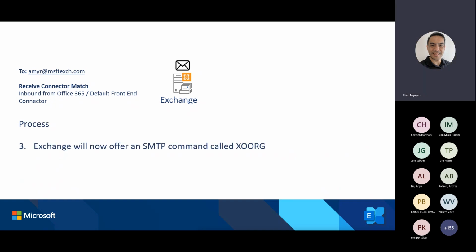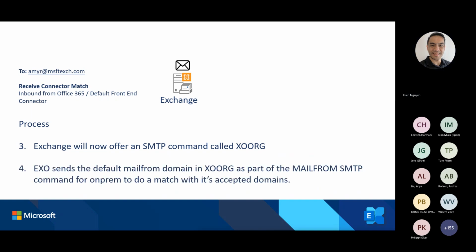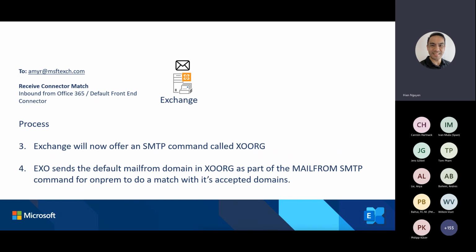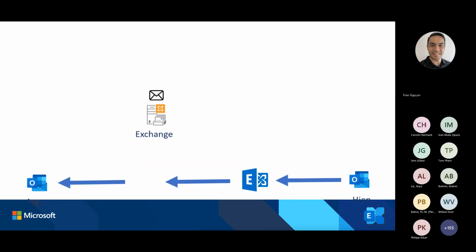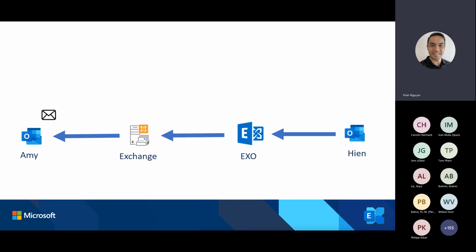Exchange will now offer an SMTP command called XORIGINATINGORG. XO sends the default mail from the domain in the XORG command as part of the MAIL FROM SMTP command for on-prem. And what on-prem will do is match that XORG to its list of accepted domains. And if it matches, which it should, because your domains in Exchange Online should match your ones on-prem, Exchange on-prem will then promote the cross-premises headers to organization headers. And then Exchange, Amy will receive the mail.